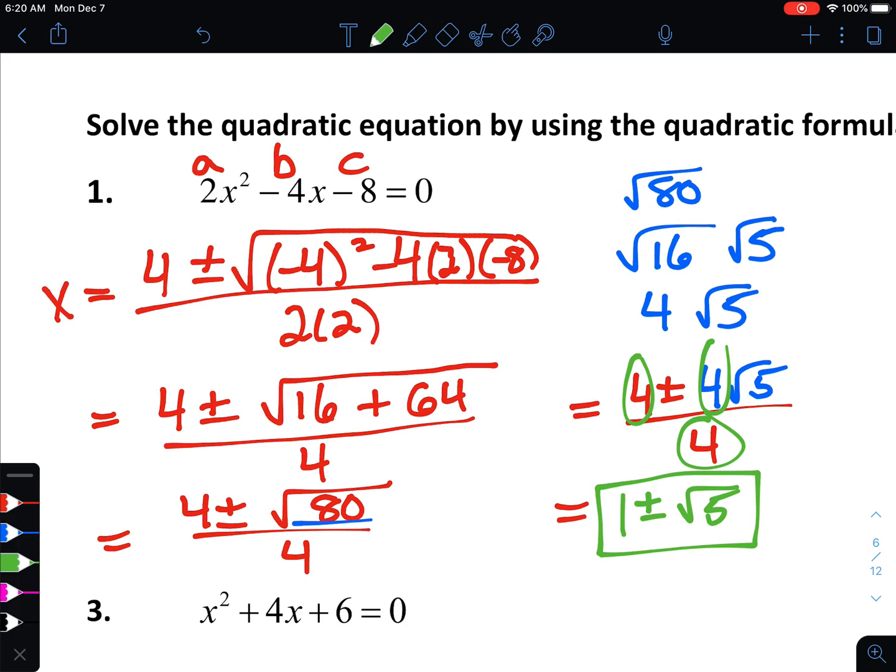Now, obviously, when we get ready to graph later on, what we're going to want to do is type that into a calculator to get some decimal approximations, and that way we'll be able to tell a little bit more easily where those go on the graph. But for our answers, leaving those as exact answers, 1 plus and minus the square root of 5 is as good as we need to get it.